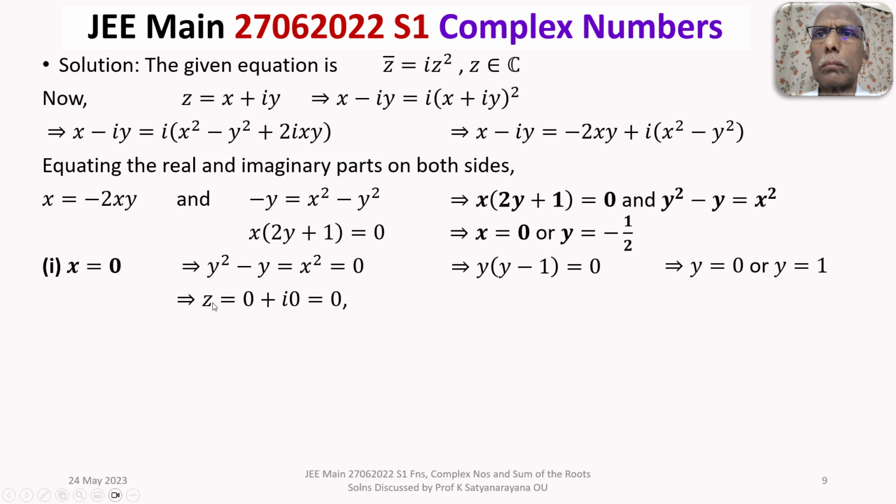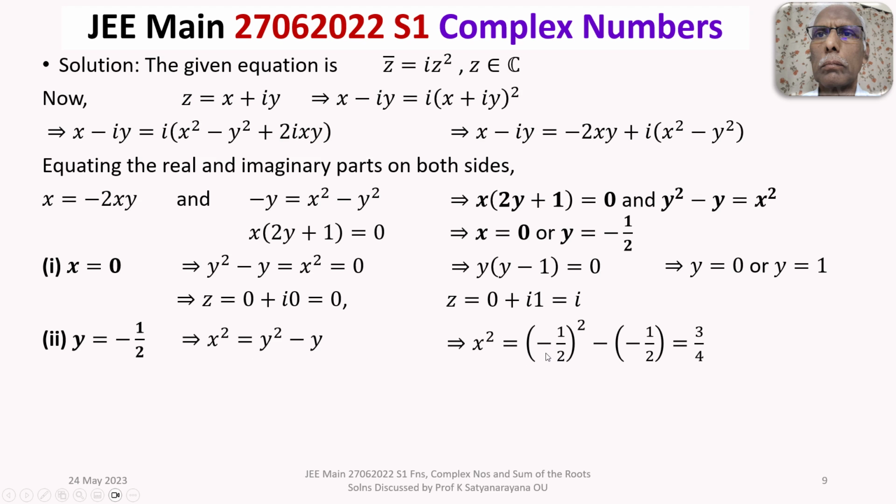So you will get z is equal to 0 plus i times 0, and z is equal to 0 plus i times 1, that is equal to i. Agreed. Take the second case, y is equal to minus 1 by 2. So take the next equation, x square is equal to y square minus y. Substituting y is equal to minus 1 by 2, x square is equal to minus 1 by 2 whole square minus minus 1 by 2, that is 3 by 4. Therefore x is equal to plus or minus root 3 by 2.